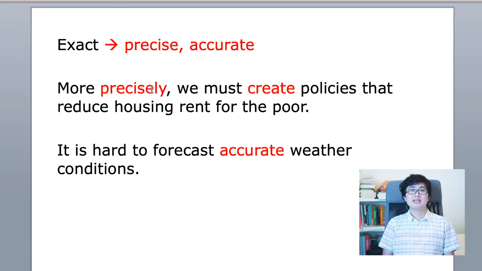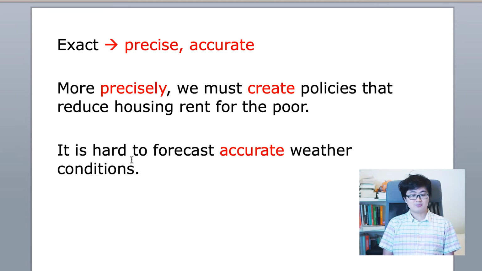The next one, instead of saying exact, you can use two academic words, precise or accurate. For example, you can say more precisely, we must create policies that reduce housing rent for the poor. In here, we have two academic words, precise and create. Again, precisely or to be more precise can be used as a transition signal too, when you want to elaborate or give more details on your ideas.